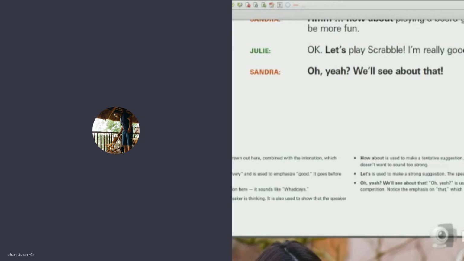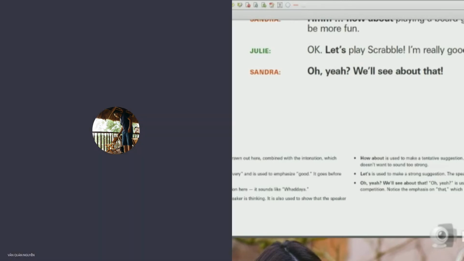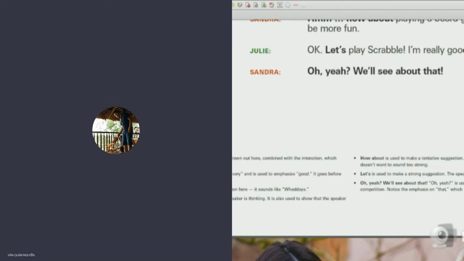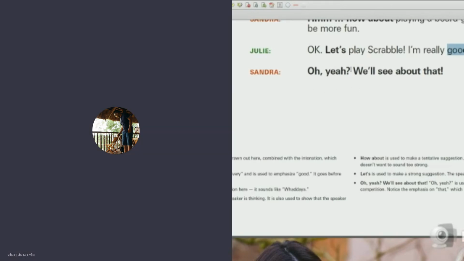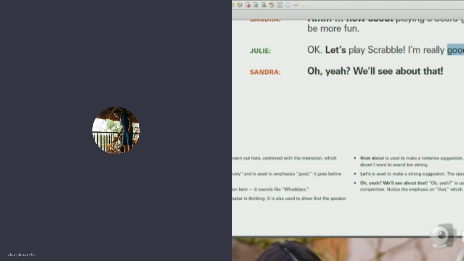And then the last one is "oh yeah." "Oh yeah, we'll see about that." "Oh yeah" is used in a joking way to show a bit of friendly competition. Notice the emphasis on "that," which refers back to being good at spelling. So in the dialogue, Julie said that she is good at spelling, and then Sandra said, "We'll see about that." That is talking about Julie being good at spelling. Okay, perfect.